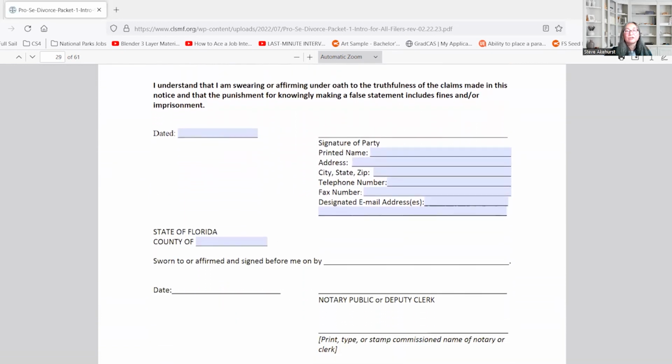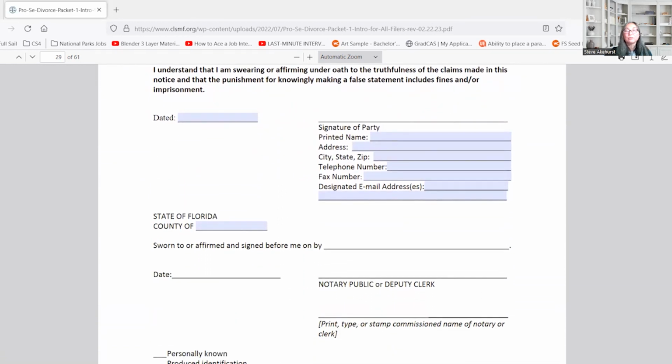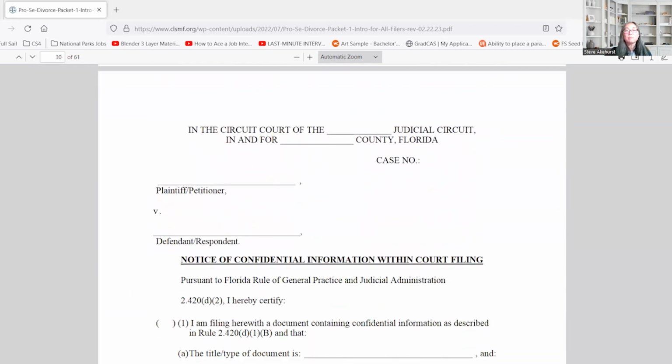And this form, you will see, you need to notarize. There are several forms that we'll be going over that need to be notarized, and it has this section here. So once you fill this out, do not sign it, because you will have to sign it in front of a notary. And this next form is the notice of confidential information.